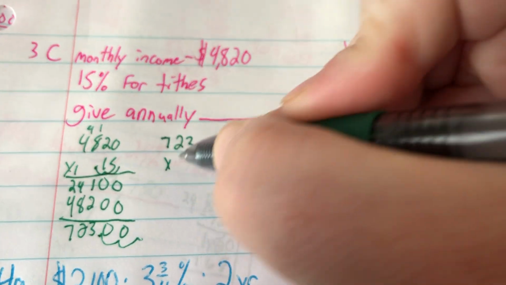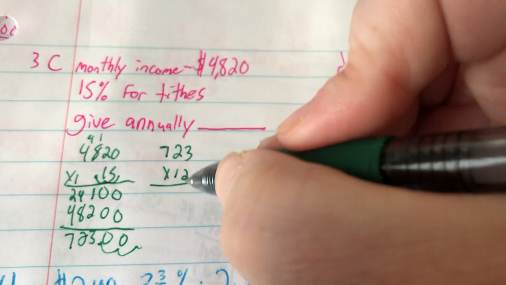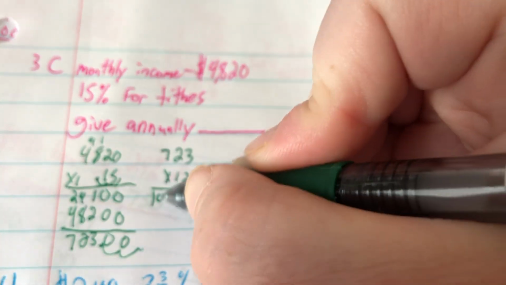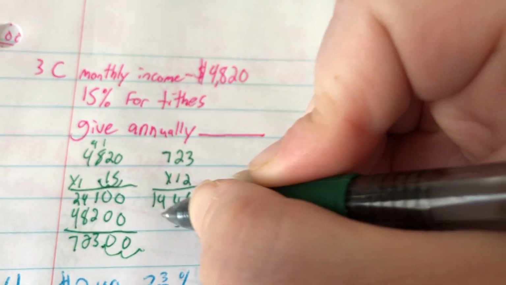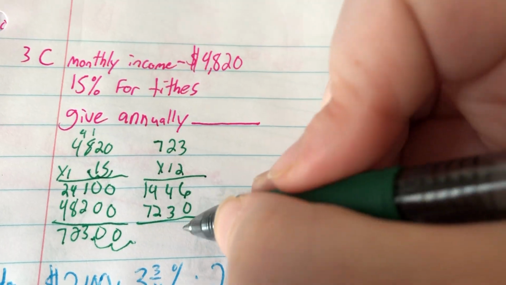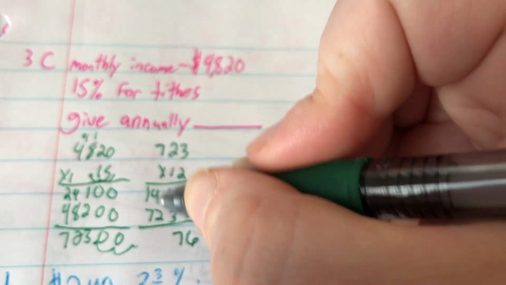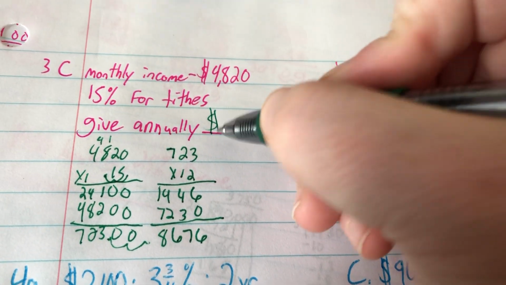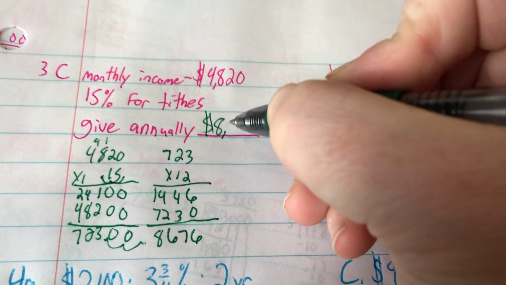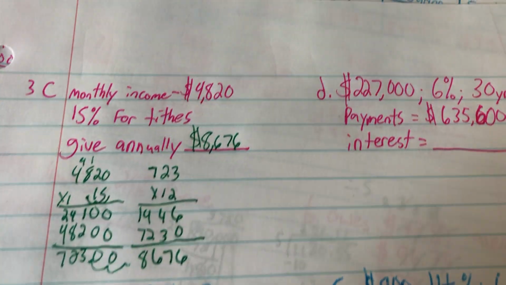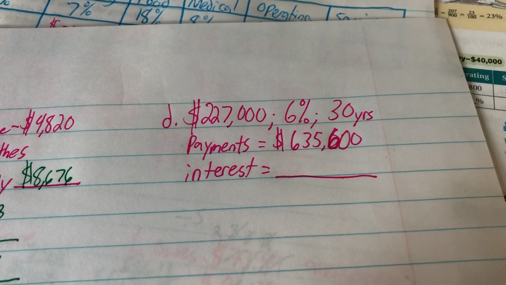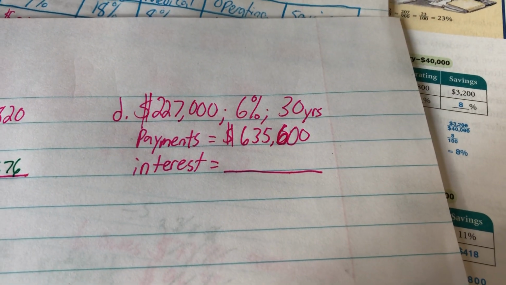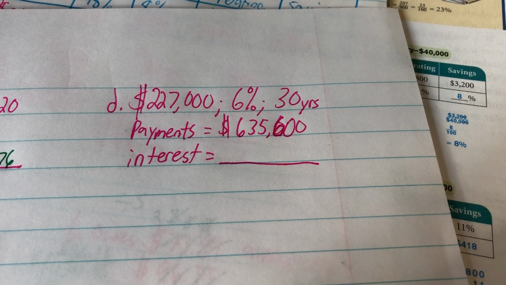Now let's know how much they give for the whole year. So then we times that by 12. 2 times 3 is 6. 2 times 2 is 4. 2 times 7 is 14. 0. 3, 2, 7. 6. 4 plus 3 is 7. 4 plus 2 is 6. 7 plus 1 is 8. So annually, they give $8,676 for tithes.